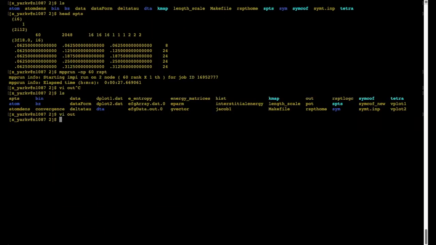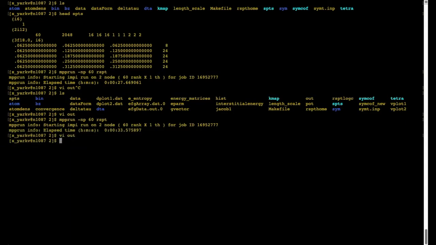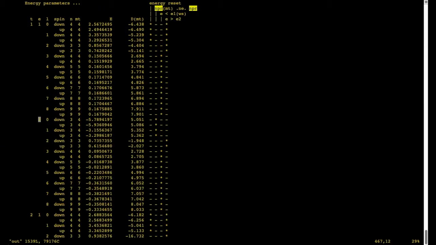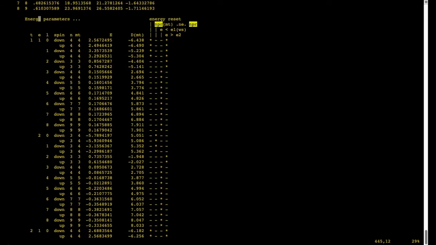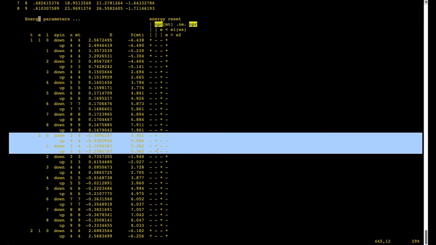So let's just run one more self-consistent iteration. Okay, let us have a look at the out file again. And now this is the out file of the second iteration. And if we look at this table, we suddenly get stars in the second column.